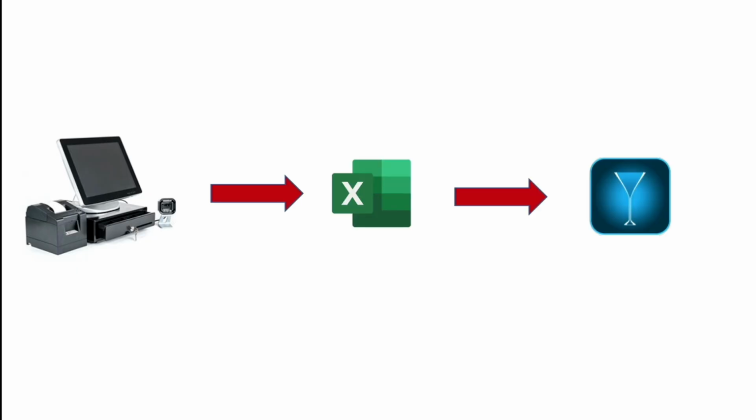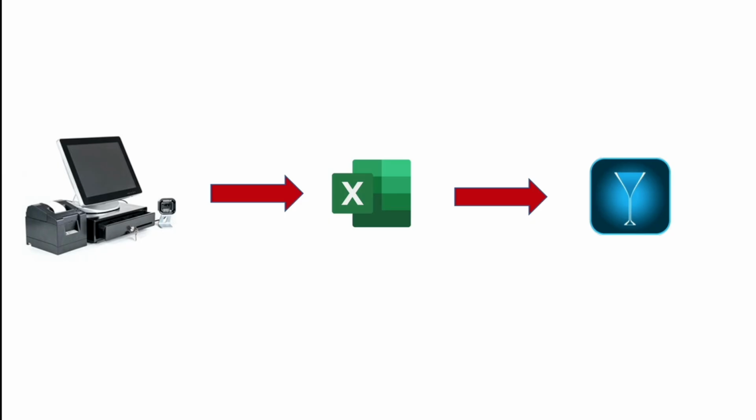Okay, here we go. In this video, I'm going to show you how to transfer your sales data into Bar Patrol. In order to do this, you simply export your sales data to an Excel spreadsheet and it uploads instantly into Bar Patrol. If you're unsure how to do this, ask your POS rep, because nearly every POS system has the capability to do this these days.